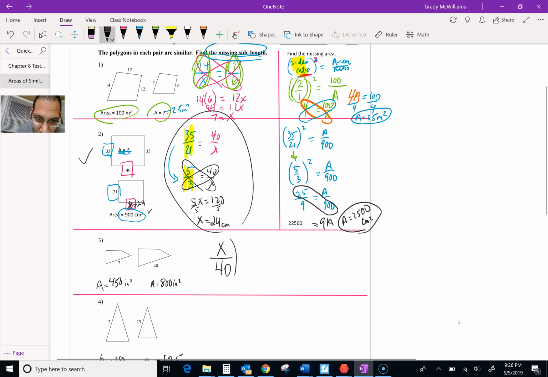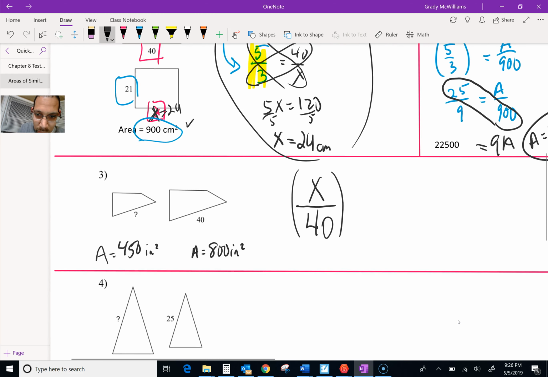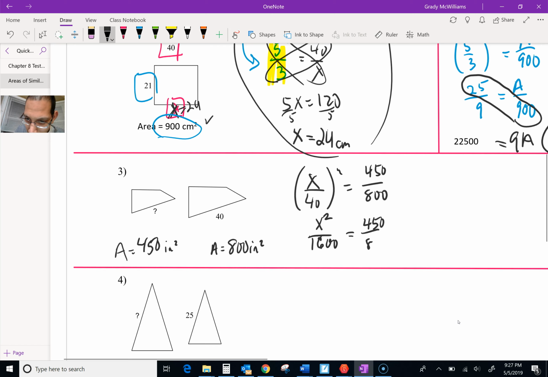And as I told you before, you will make a ratio to square that. To square that sides ratio and put it equal to the areas ratio. So the square of x over 40 should be equal to the areas ratio, 450 over 800. Okay, so if I square this, I get x squared. If you square 40, you're going to get 1600. Double check me if you want to. Put it in a calculator, make sure you see where that number comes from. Okay, now I can cross multiply.